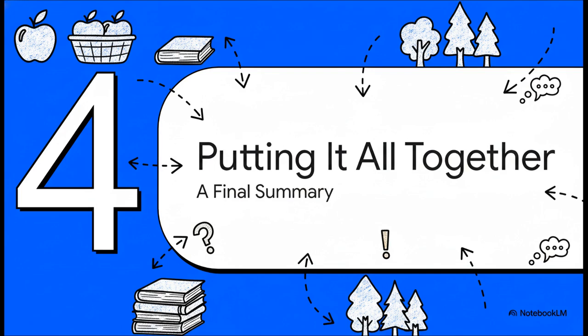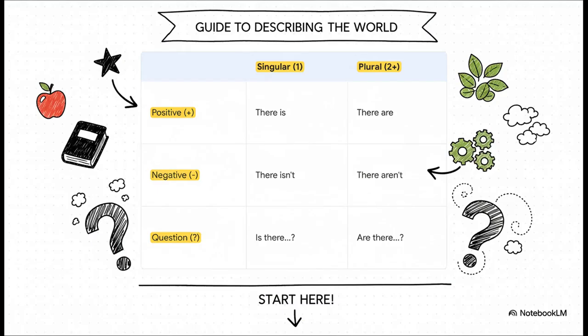We've covered a lot, so let's put everything we've learned together in one quick final summary. Okay, this little table has everything you need. For singular, that's one thing, we use there is for positive, there isn't for negative, and is there for questions. And for plural, two or more things, we use there are, there aren't, and are there. This is your go-to guide.